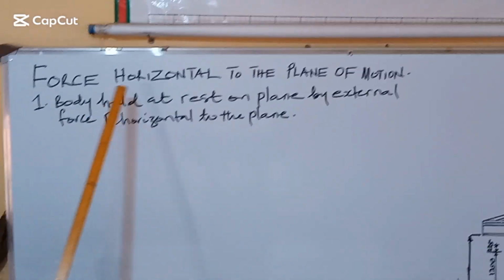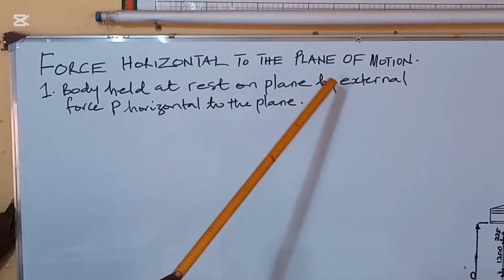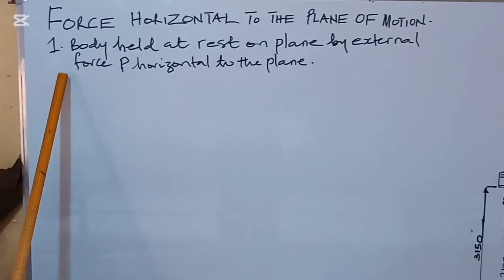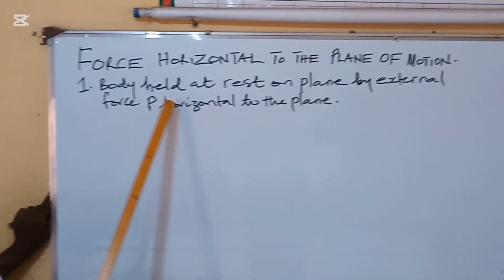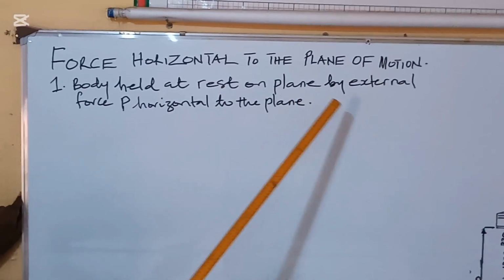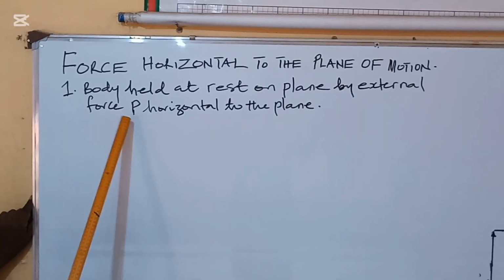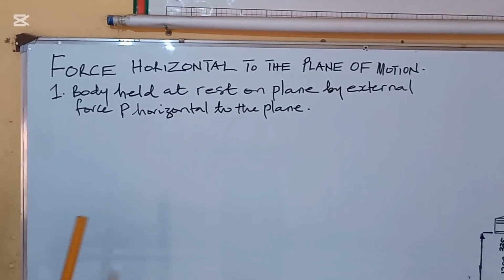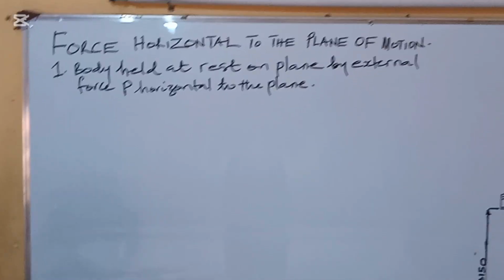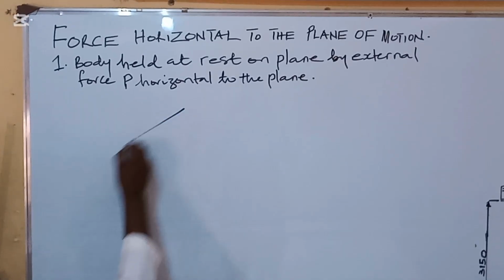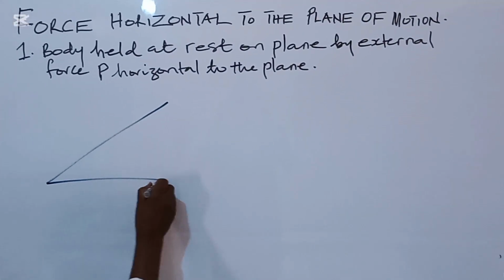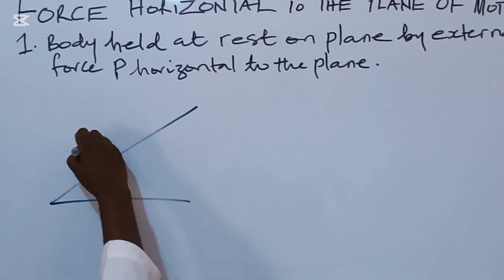We take force horizontal to the plane of motion. Now we consider a body held at rest on a plane by an external force P horizontal to the plane. Now we can draw the incline, right? And then we consider a body.